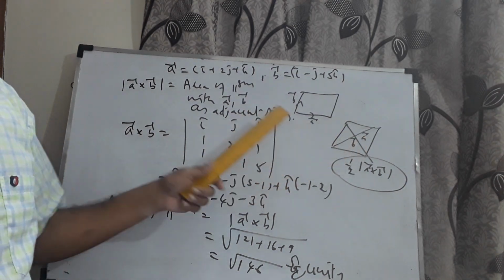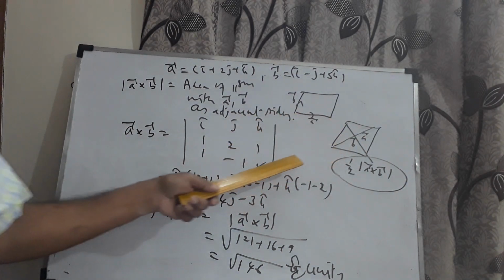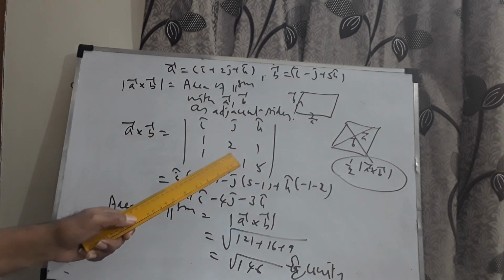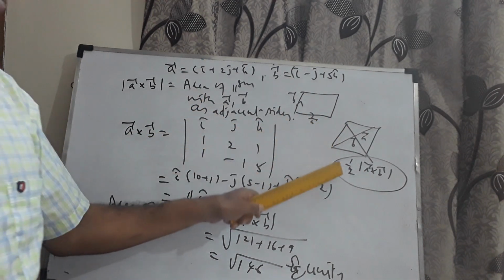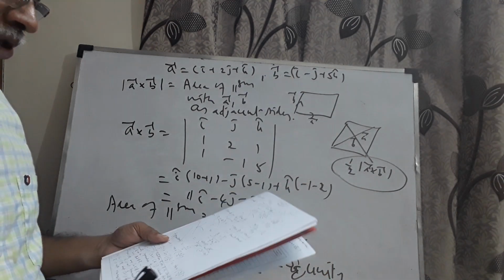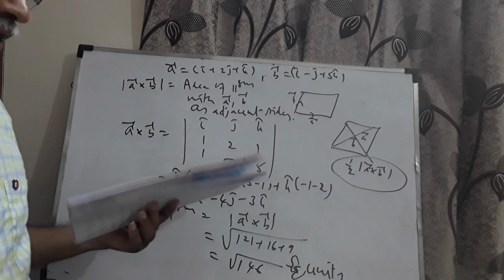If I am adding one more point over here, if A vector, B vector are diagonals of a parallelogram, half mod A cross B is the area. Remember carefully. The next one is A is 1, 2, 3.